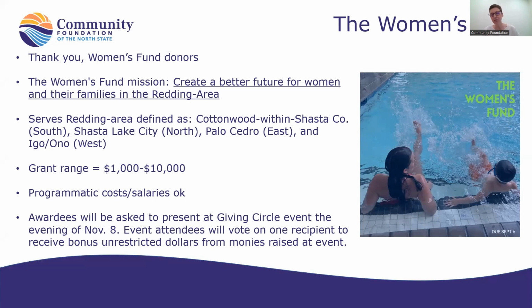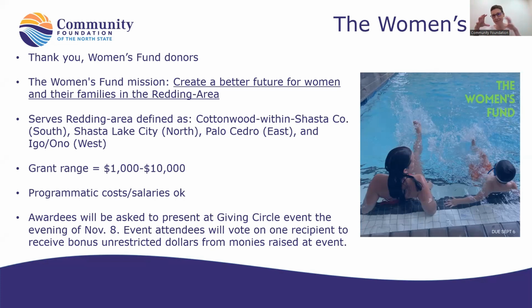And in the past, this grant opportunity has had some further restrictions on it, but now it is pretty broad, which is really wonderful because there's a lot of great projects and things happening in this realm. So this is one that your group would be eligible for as long as the work or the project that you're doing is really focused on creating a better future for women and their families in the Reading area. The Reading area is defined as the Shasta County portion of Cottonwood to the south. Shasta Lake City is the northern boundary, Palo Cedro is the eastern boundary, and Igo to the west.